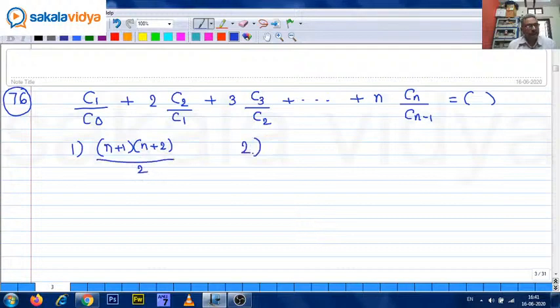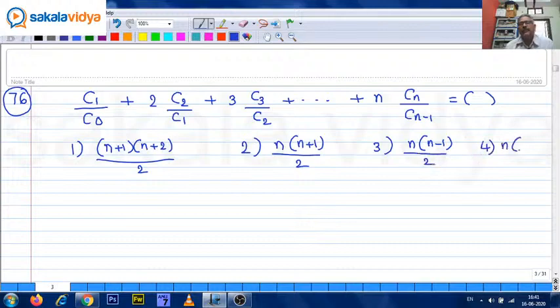Second, n times n plus 1 upon 2. Third one, n times n minus 1 upon 2. Fourth one, n times n plus 2 upon 2.